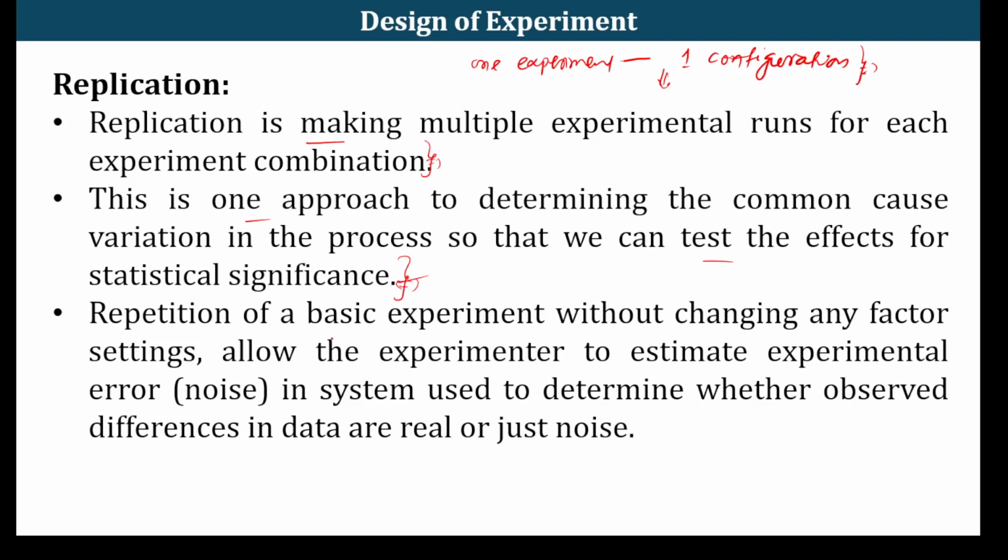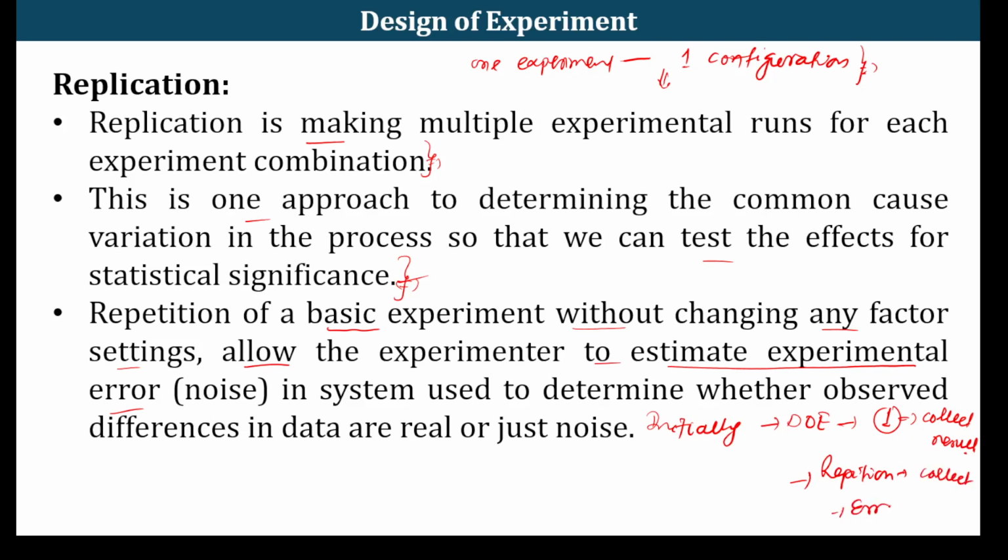Repetition of a basic experiment without changing any factor setting allows the experimenter to estimate the experimental error. So let's say initially we have designed the experiment, the design of experiment we have done. We don't know whether that is correct or how much error is coming. So we'll do the first set of experiments and collect all the results. Now we'll do the repetition, then collect the results, then check the error.